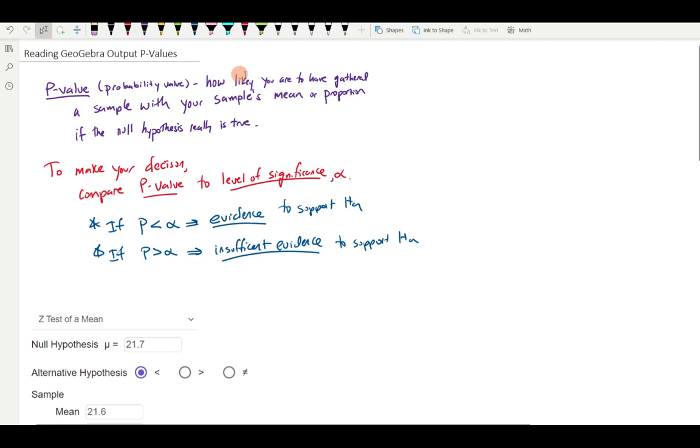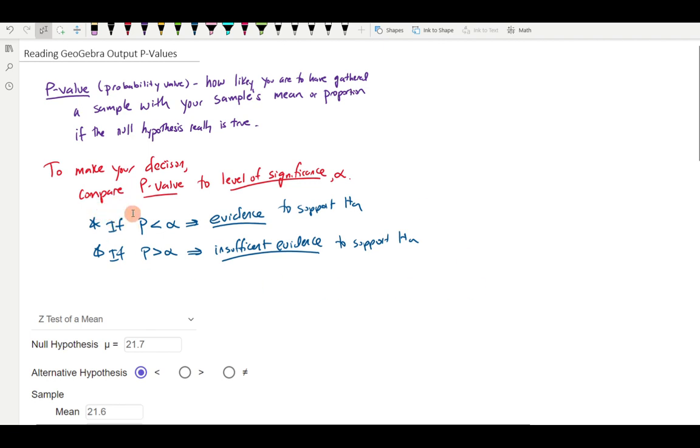The p-value is telling you how likely you are to have gathered a sample with this sample mean or proportion, randomly, assuming the null hypothesis was true. You compare the p-value to the level of significance. The p-value is what GeoGebra computes. The level of significance is given to you in the problem.